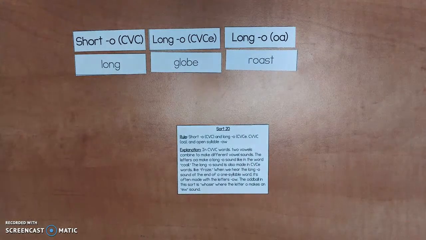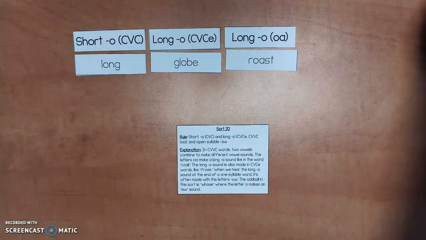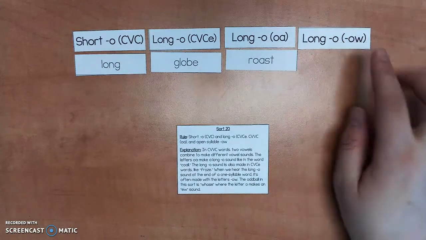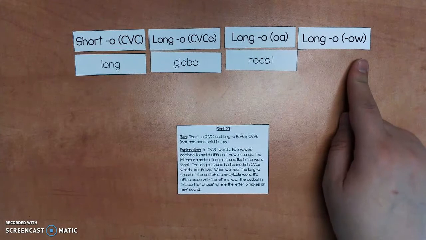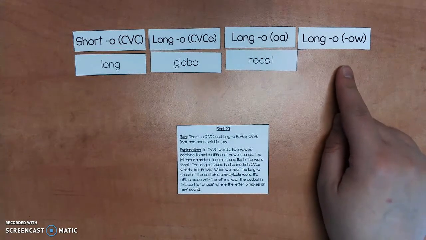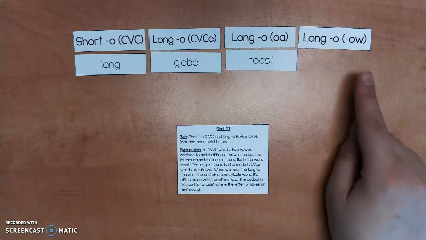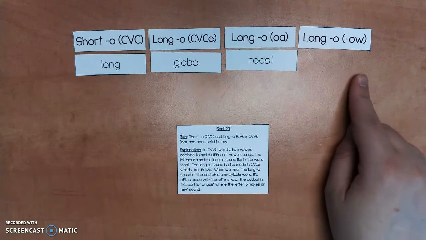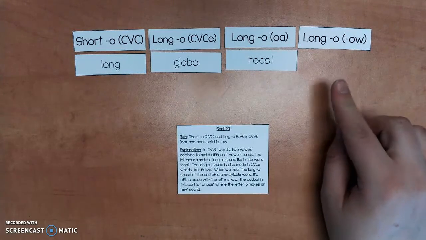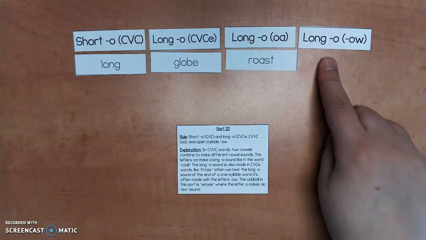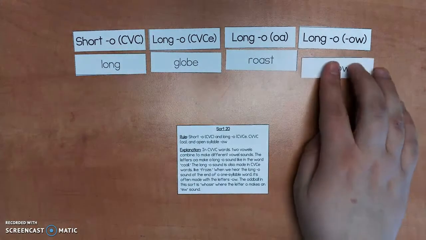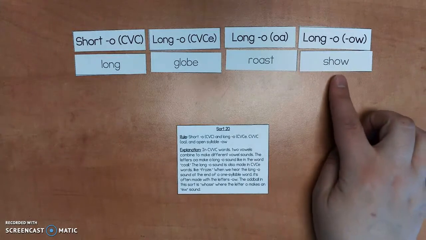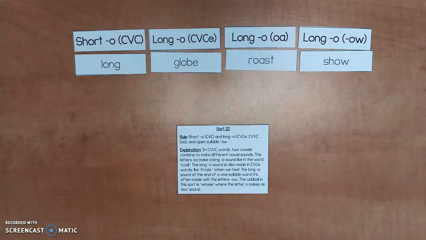And then we also have a long O at the end of words that we hear that's OW, and OW can make an O sound. It can also make an OW sound, like in the word cow or how, but for today we're going to talk about how it makes a long O sound, like in the word show. So we've got O at the end there.